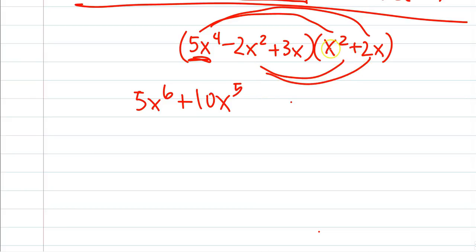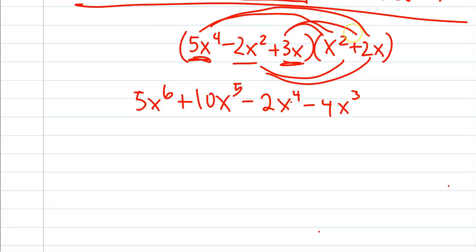Negative 2x squared times x squared gives us negative 2x to the 4th. Negative 2x squared times positive 2x gives us negative 4x to the 3rd. Am I done distributing now? Well, I've done the 5x squared, I've done the negative 2x squared. I have not done the 3x, so we're not done distributing. We need to also take that 3x and multiply it.